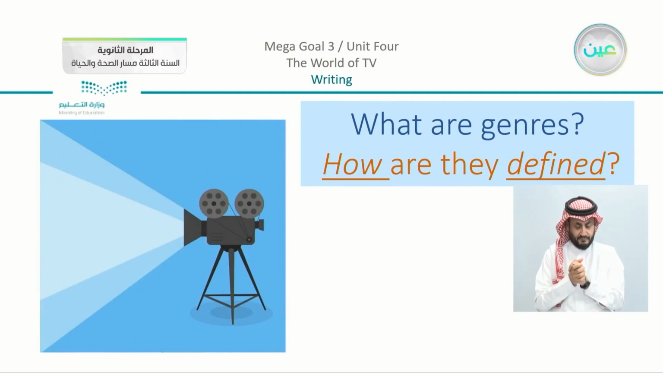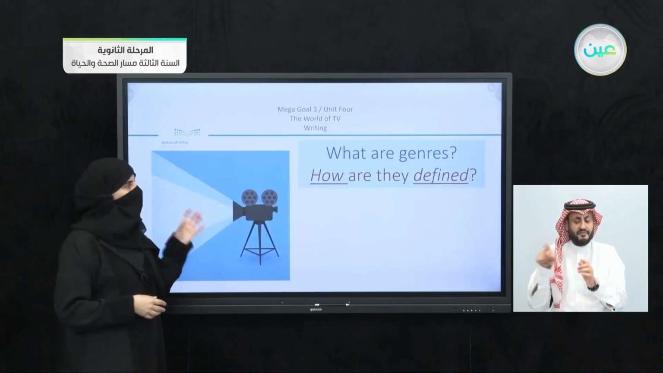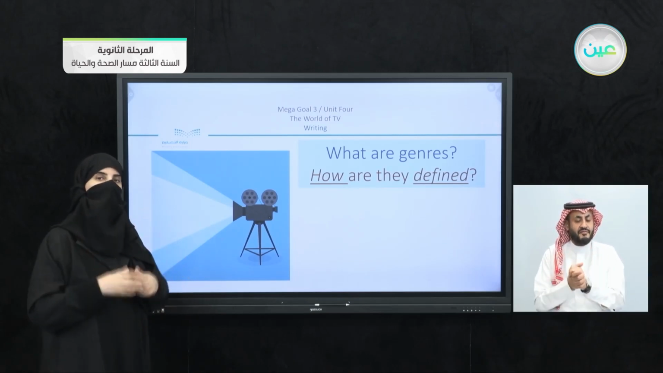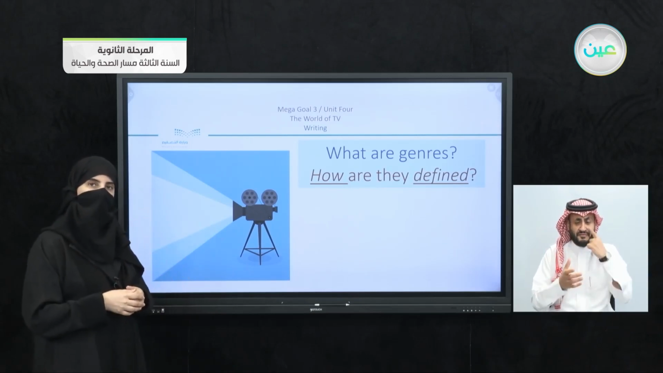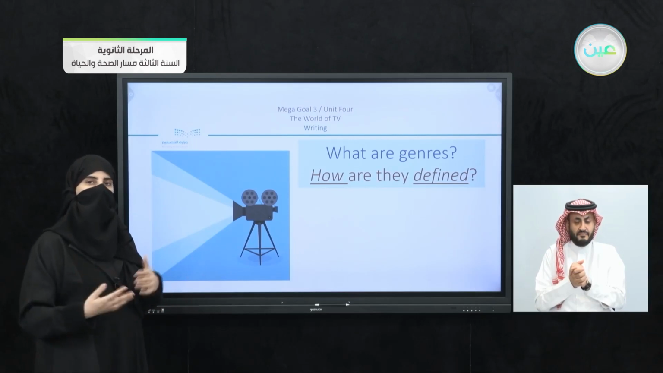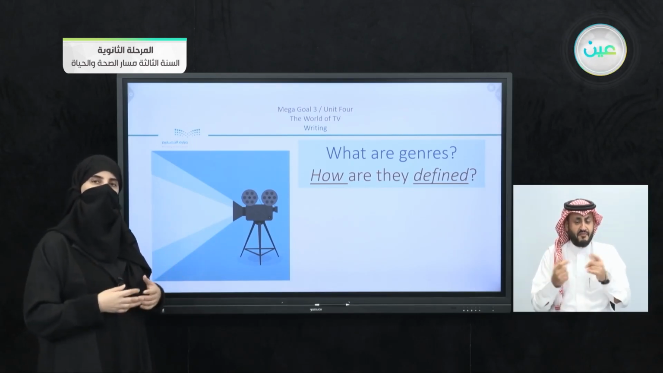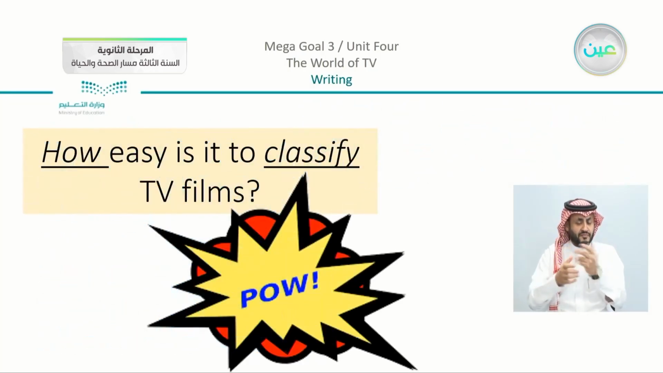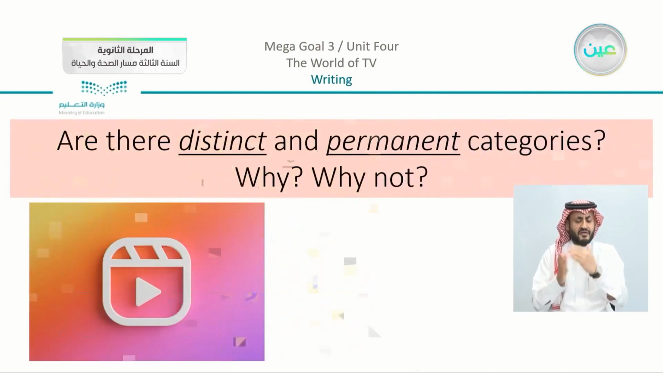Now, in the book, they have the question, what are genres and how are they defined? Now, there is a specific definition that we are going to look for here. From what you understood from our discussion together, how can you define the word genre? We can say, for example, that we have here, how easy is it to classify TV films? We are going to see here.